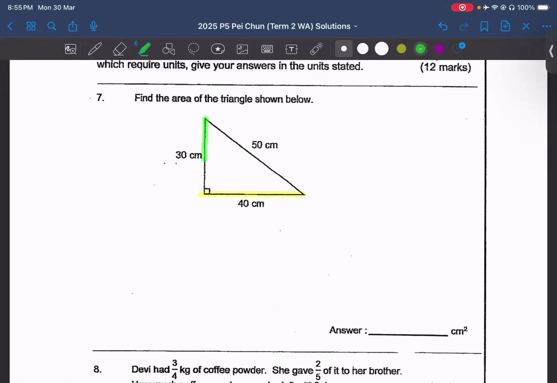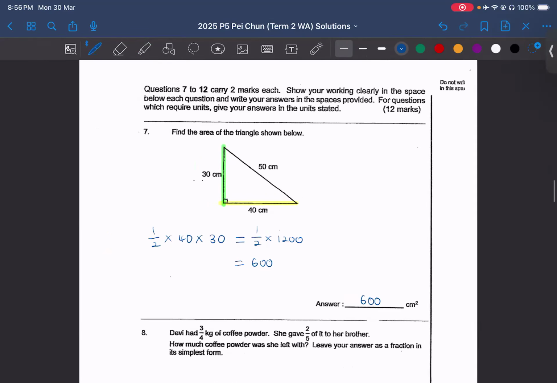and this 30 centimeters. So to find my area will just be half times my base of 40 times my height of 30. So 40 times 30 will give me 1,200. So half times 1,200. So half of 1,200 will be 600. So the answer is 600 square centimeters for question 7.